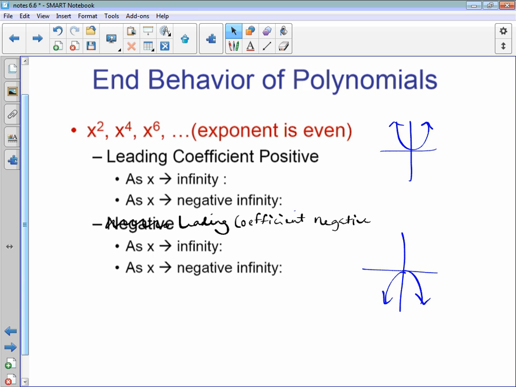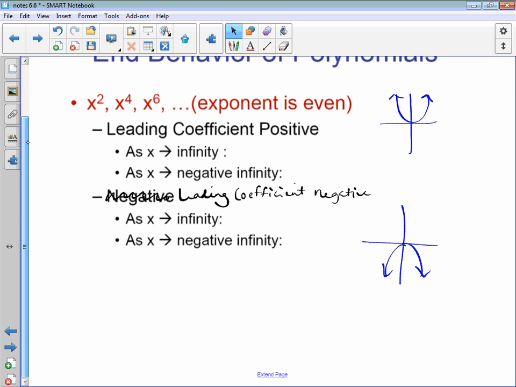All right, guys, let's go through this. Okay, guys, this should be a review from Algebra 2. So if the exponent is even, and we're talking about the highest exponent of your polynomial, if it's 2, 4, or 6, when the leading coefficient is positive, this is what your graph looks like, regular old graph. So as x approaches infinity, that means as x is going really far to the right, where's your graph going? Up.